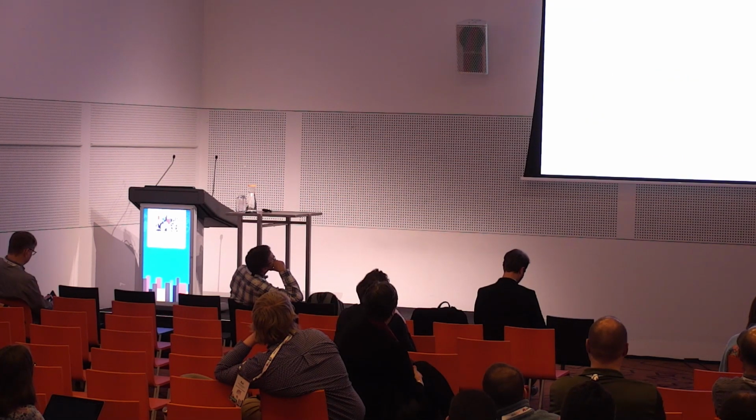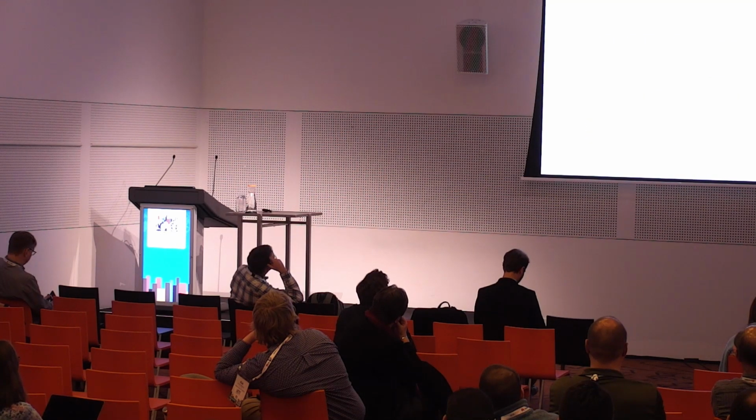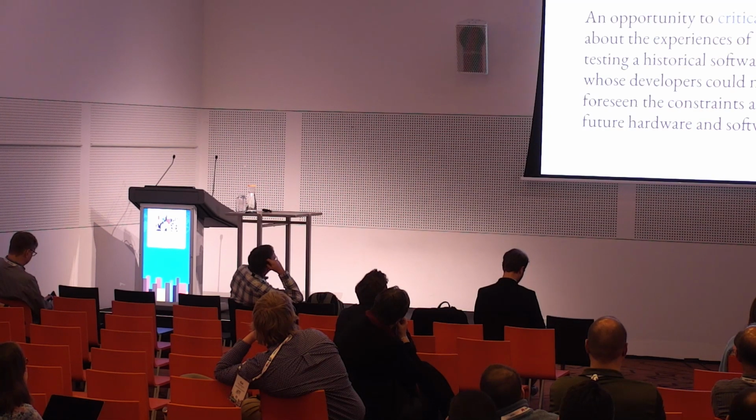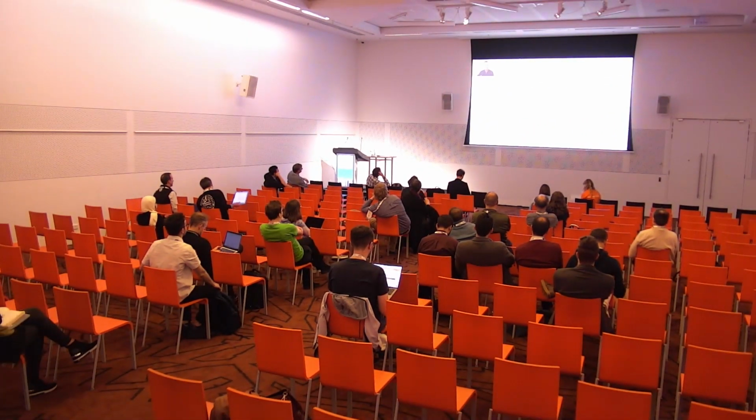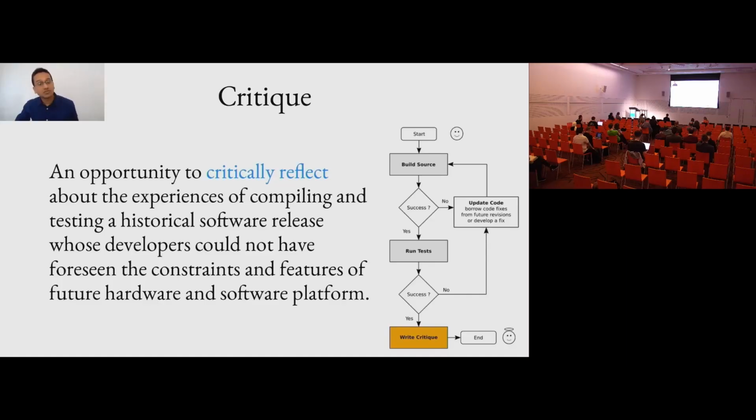After fixing all the build issues, we move on to the testing stage, where we use the test suite that was included in the original software release. We encounter these three issues during testing, where the first two issues are caused by a software dependency library of the test suite, and the third issue is caused by a failing test. After fixing all the test issues, we move on to the next stage where we critically reflect on our experiences. We had these experiences because the hardware and the software platform have changed dramatically in the last 20 years.